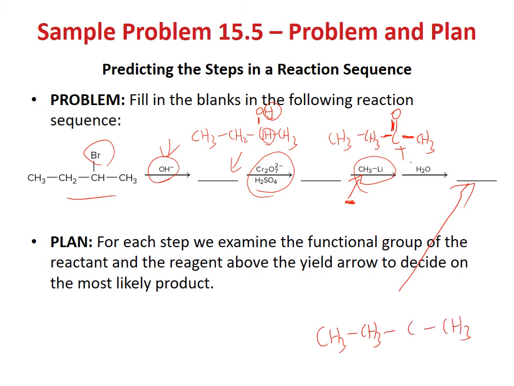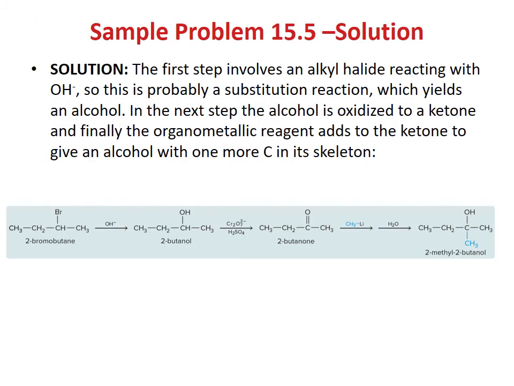Okay, but the metal from the lithium compound adds to this carbon, and the oxygen becomes an alcohol. So that's the product. Here shows the answer key. So the first step, bromine is replaced by hydroxide to form an alcohol.